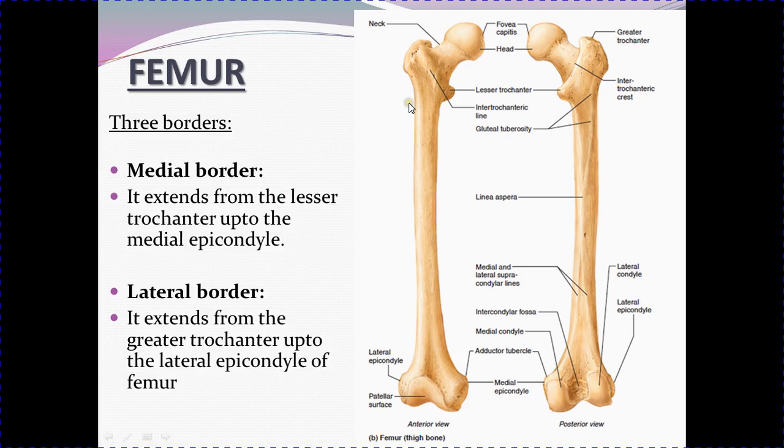In this slide, you can see again the medial border which is running down from the lesser trochanter up to the medial epicondyle of the femur. As well as you can see the lateral border which is extending from the greater trochanter down up to the lateral epicondyle of the femur.